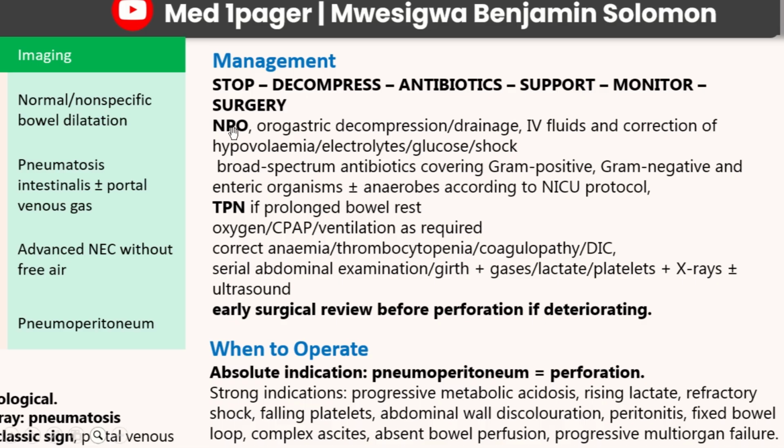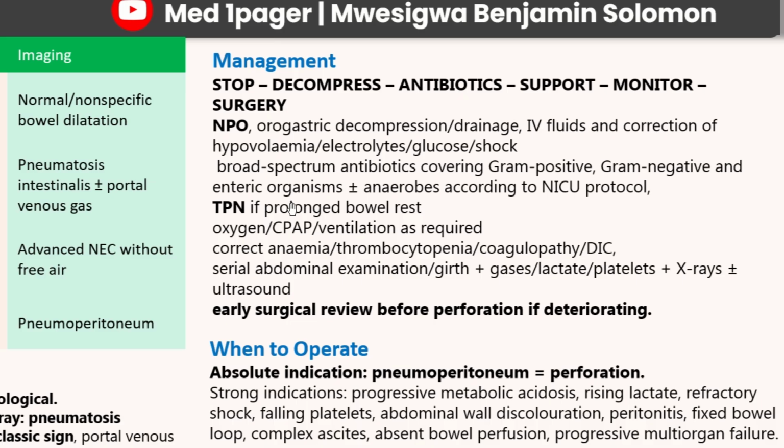So you want to maintain nil per os. Then orogastric decompression can be done, and then switch to IV fluids, correct the hypovolemia, correct the electrolytes, and also the glucose, as well as for shock. Then give broad spectrum antibiotics that are covering both gram-positive and gram-negative. Then you want to give total parenteral nutrition if there is prolonged bowel rest. Most of the time you're going to do this in stage 2 of the Bell.